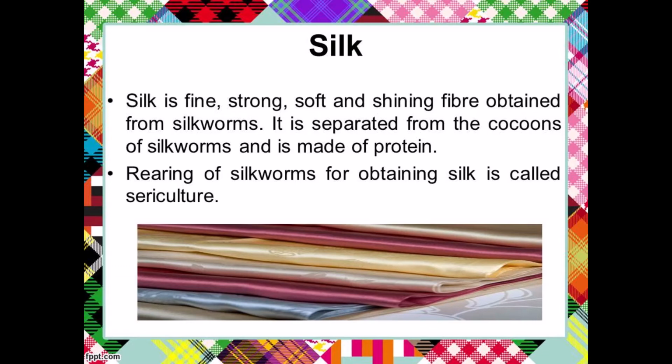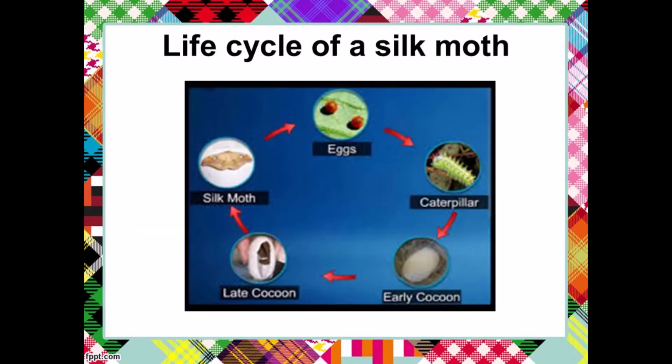And the process of rearing of silkworms for obtaining silk is called sericulture. China leads the world in silk production, and other silk producing countries are India and Japan. Now, before discussing the process of obtaining silk, we need to understand the life cycle of silk moth.